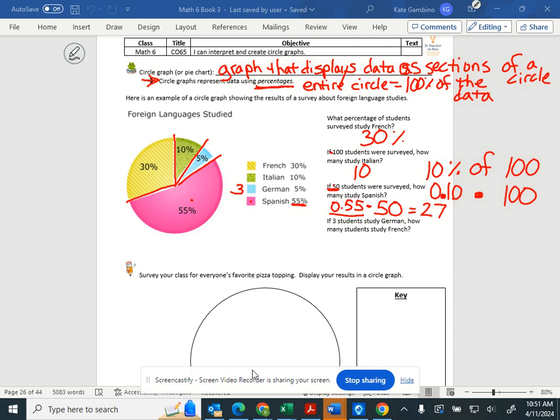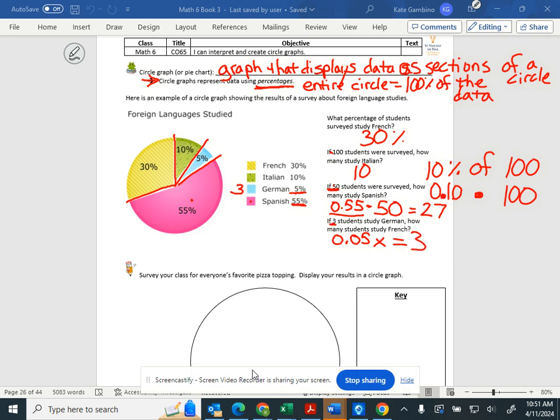So what we know is we know the percentage. We know how many people. What we don't know is the total. So if we know our percentage of German is 0.05 times X, I don't know the total, I put a T for total. Okay, I don't know what it is, but it equals 3 students.